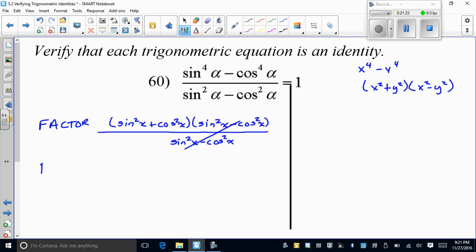And I'm left with sine squared of x plus cosine squared of x. And if we use a Pythagorean identity, sine squared plus cosine squared equals 1. Bring this side down, 1. And you can see there's a lot of algebra going on in these. And so you've got to know your algebra as well as you have to know your identities.